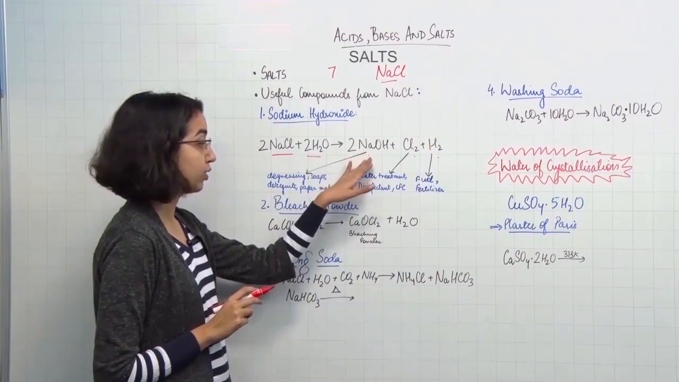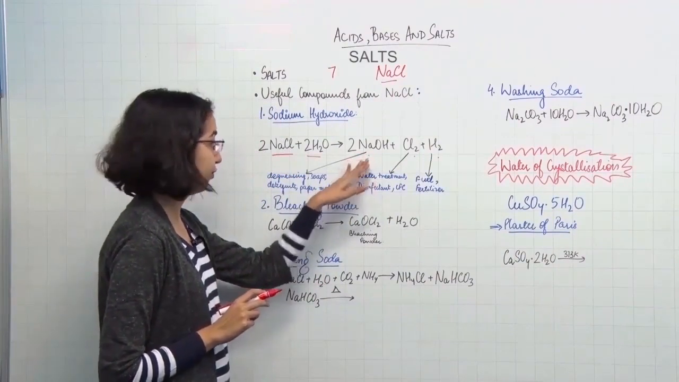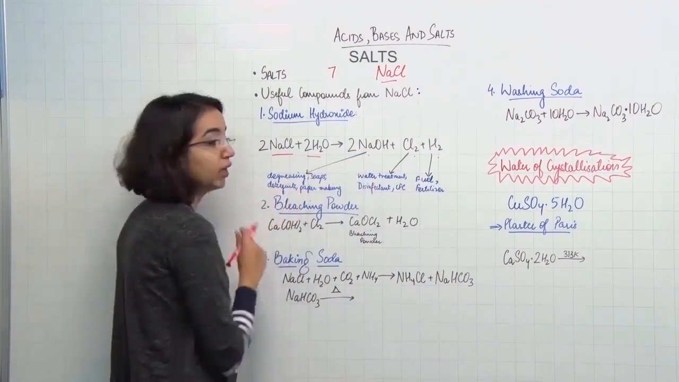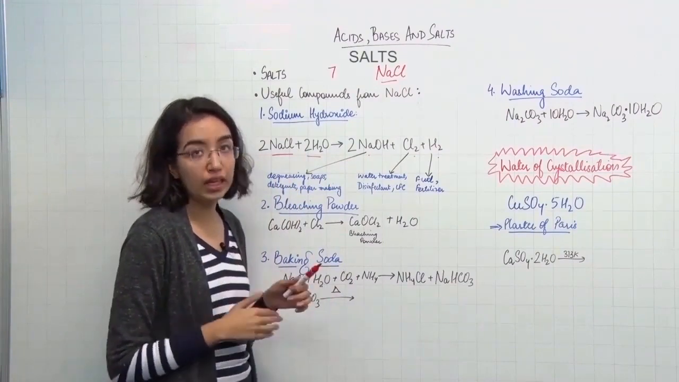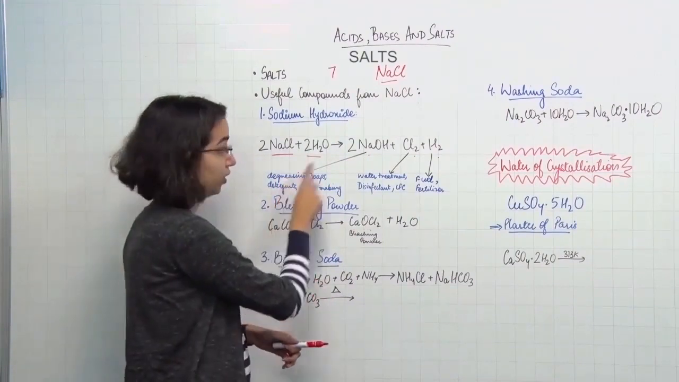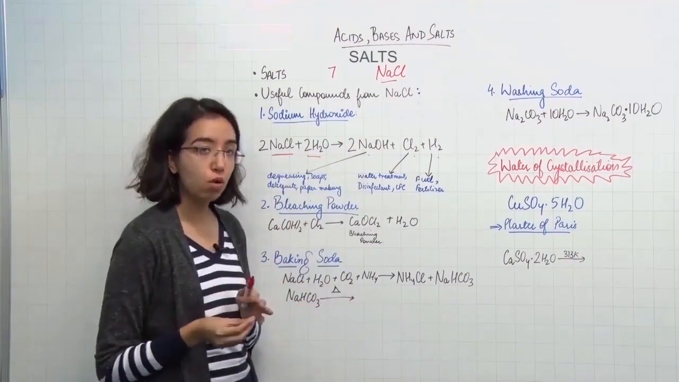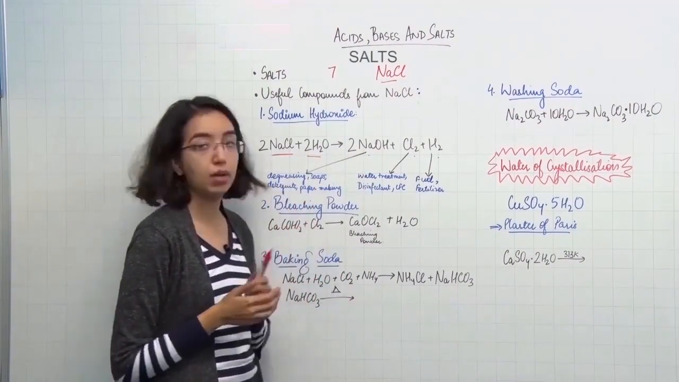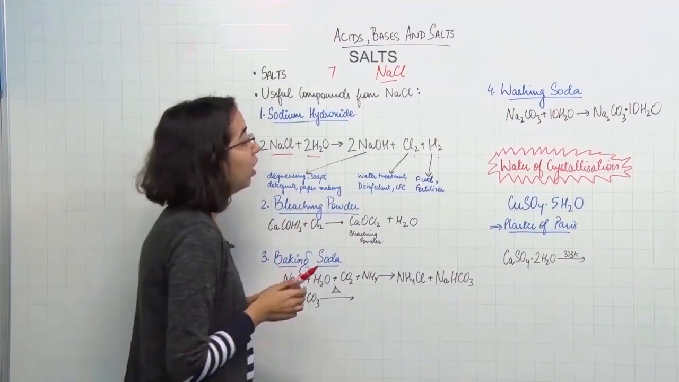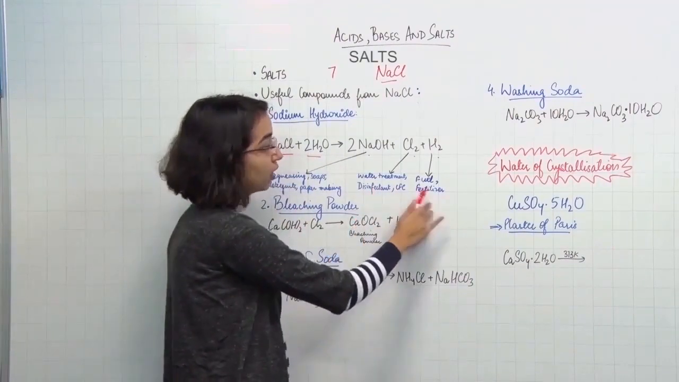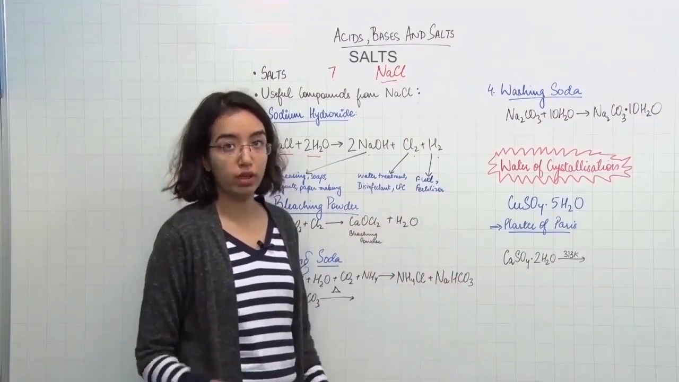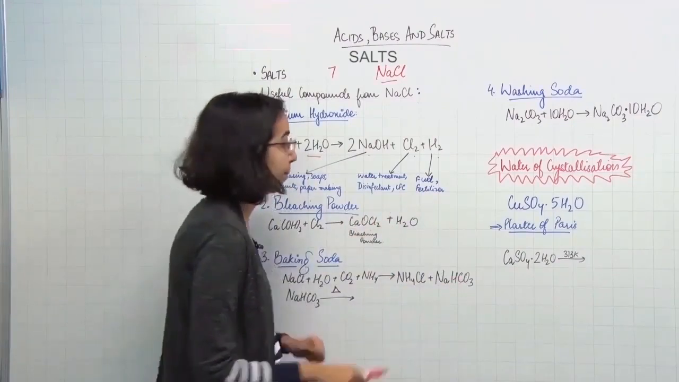Sodium hydroxide is useful for us because it is used for degreasing. So when the metal is greased and when it needs to be degreased, then we use sodium hydroxide. It is used to make soaps, detergents and paper. The byproducts of this reaction are chlorine and hydrogen gas.